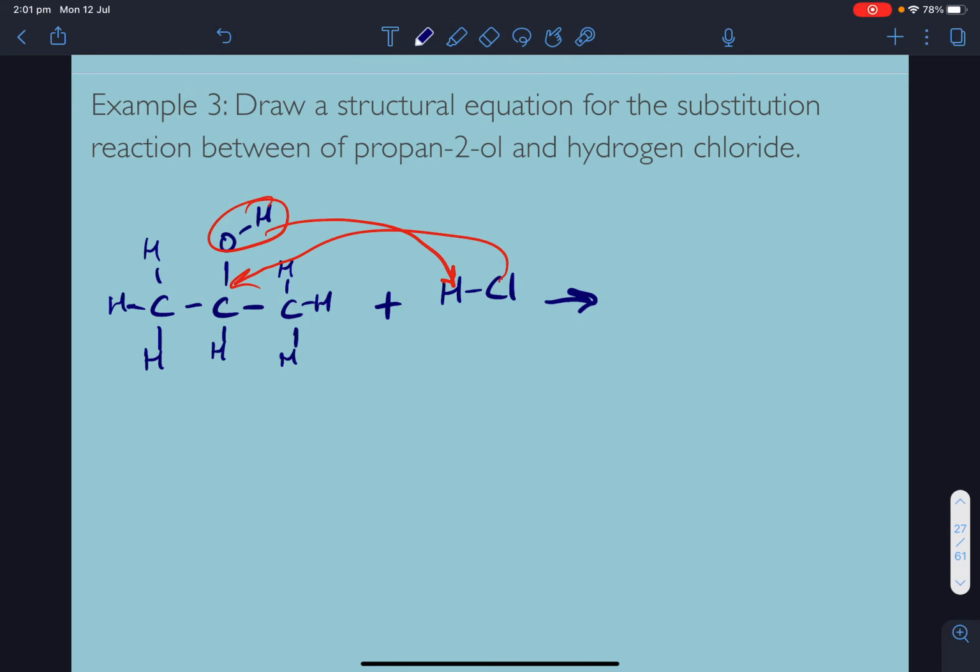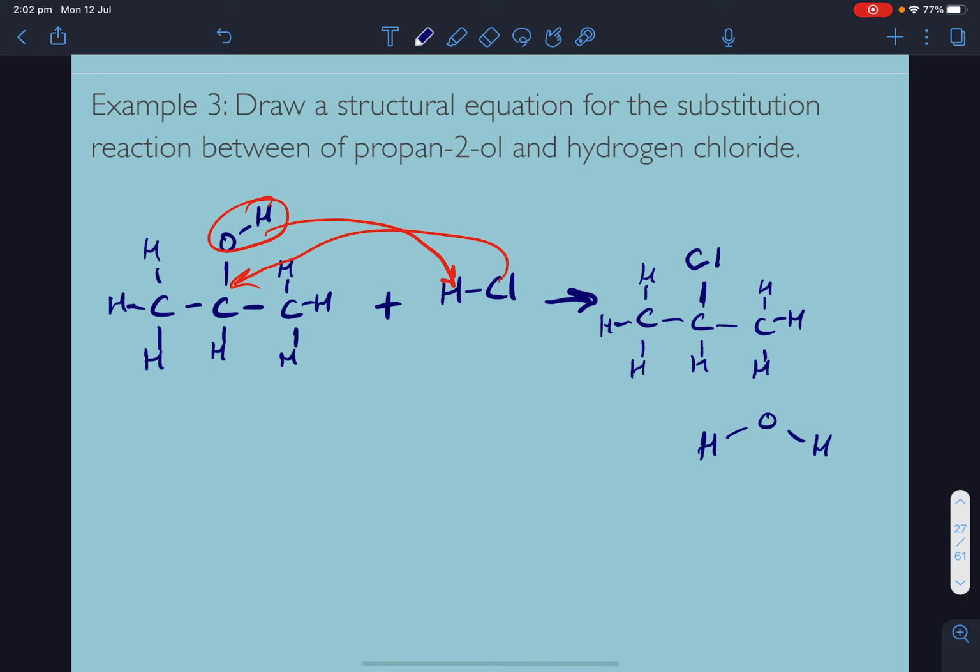So the backbone stays the same for my organic. In the 2 position now I have a chlorine. Nothing else changes. Hydrogen, hydrogen, hydrogen, hydrogen, 3 on the left here. And the H and the OH come together to form water. So I've got 2-chloropropane. We didn't need a catalyst for that.